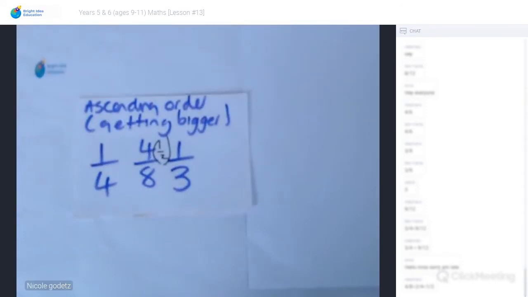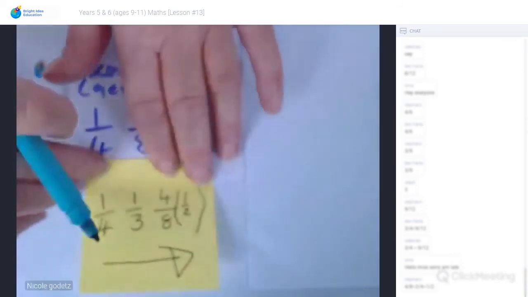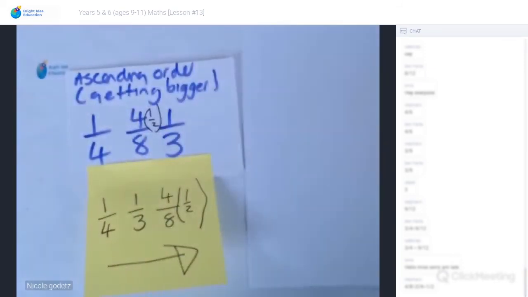And then I'm going to think about my pie. Favorite pie: 1/3, 1/4, or a half of it. Let's put them in ascending order, or let's put them in best piece of pie order.